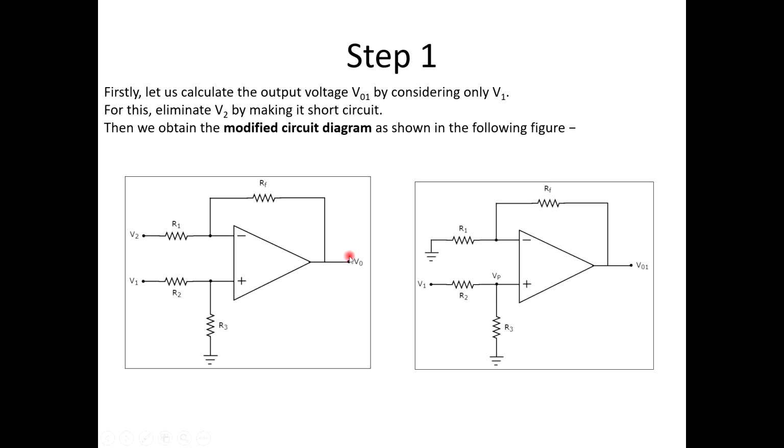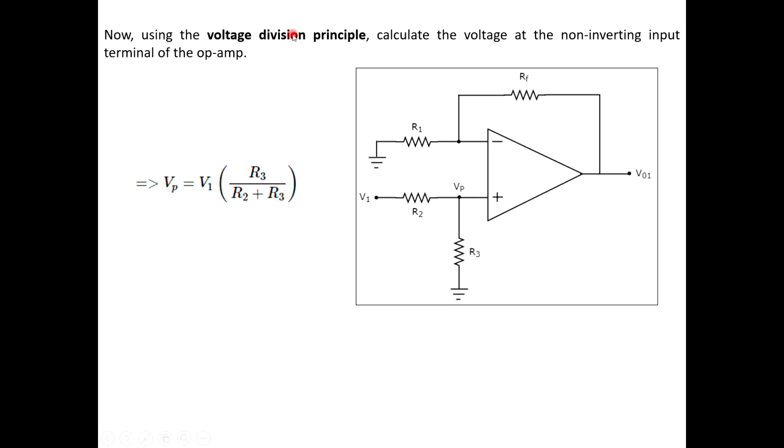So the difference between this circuit and this circuit is that the input V2 has been grounded. This is step 1. Now let's analyze the circuit using the voltage division principle. We explained this voltage division principle yesterday. If you assume the voltage over here is Vp, and V1 is the voltage over here, then since two resistors are in parallel, to find Vp we do R3 divided by the sum of these two resistors. Yesterday we did it with R1 and RF in the previous lecture. Today we have to do it with respect to R3 and R2.